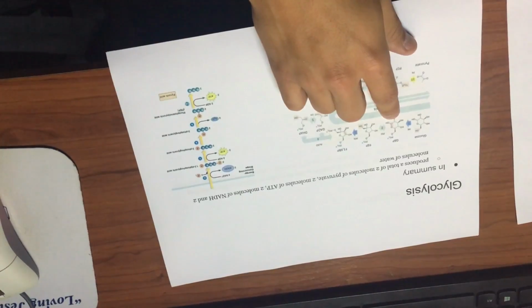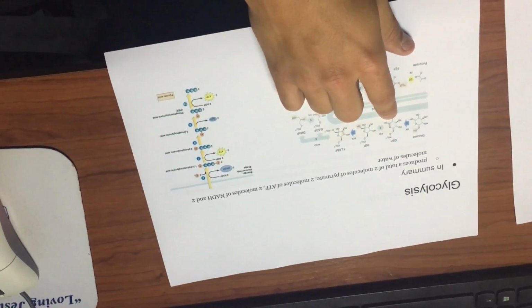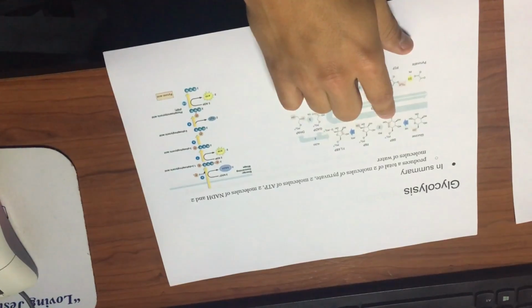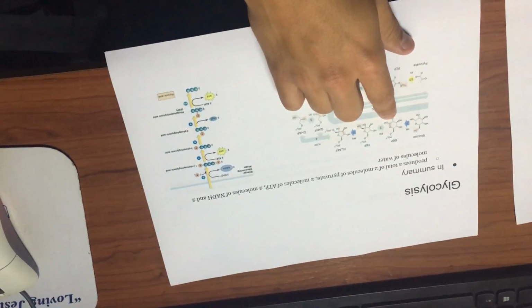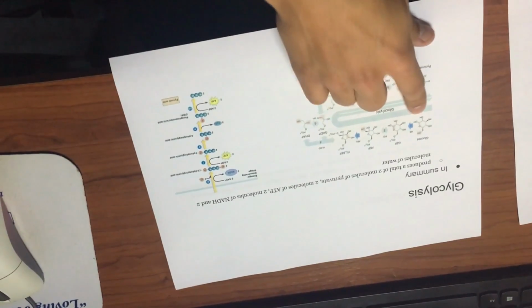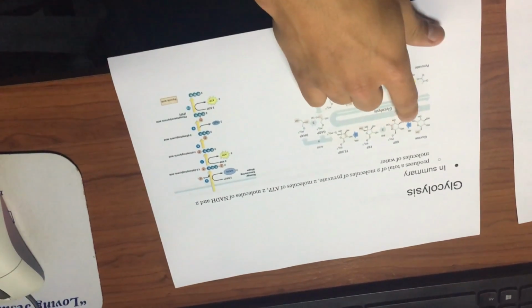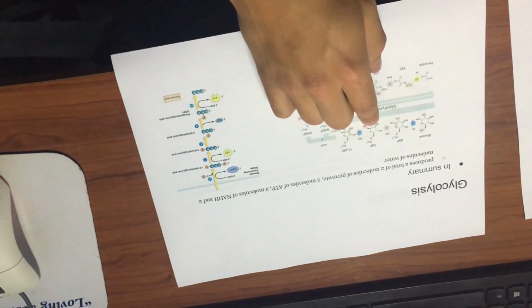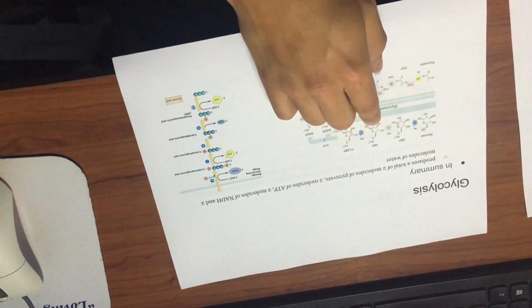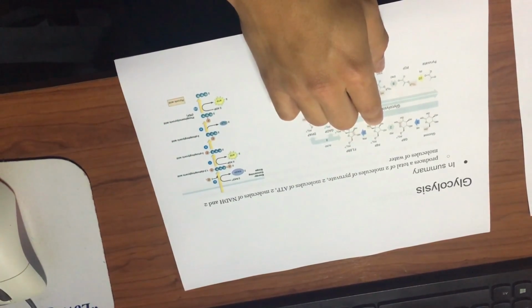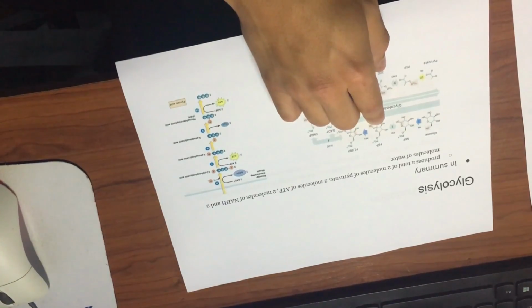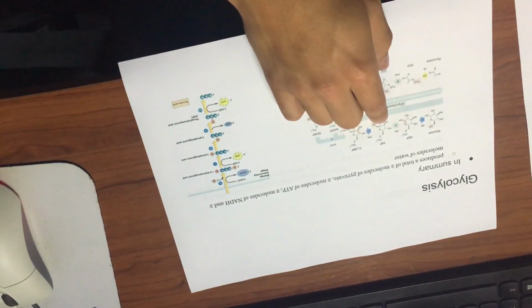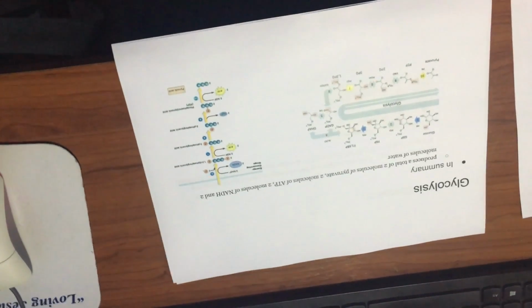In step 2, an enzyme converts the glucose 6-phosphate into an isomer, fructose 6-phosphate. So pretty much, it's the same thing as the first step with a different enzyme. Step 3, however, is a continuation of step 2, where a different enzyme uses another ATP molecule to transfer the phosphate group from fructose 6-phosphate to form fructose 1,6-bisphosphate. It's kind of similar, but they're also very different.